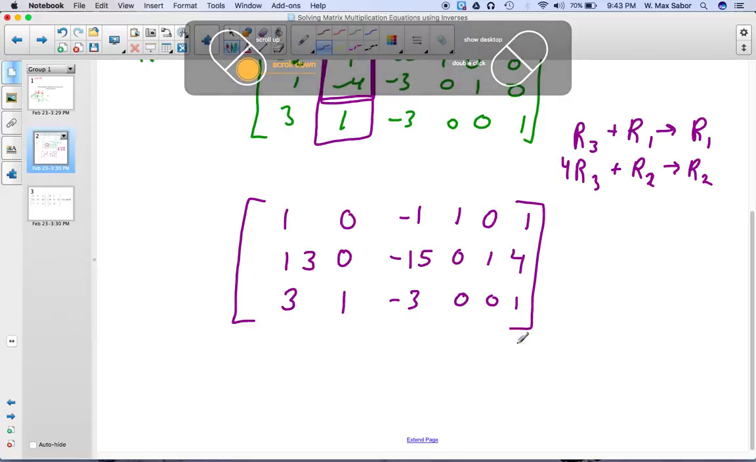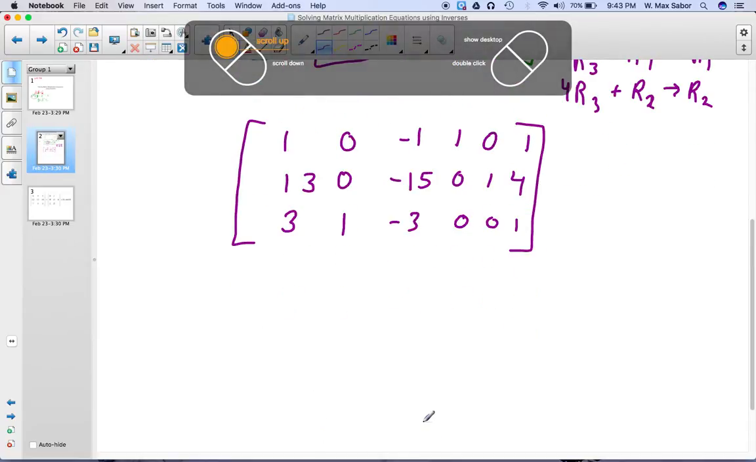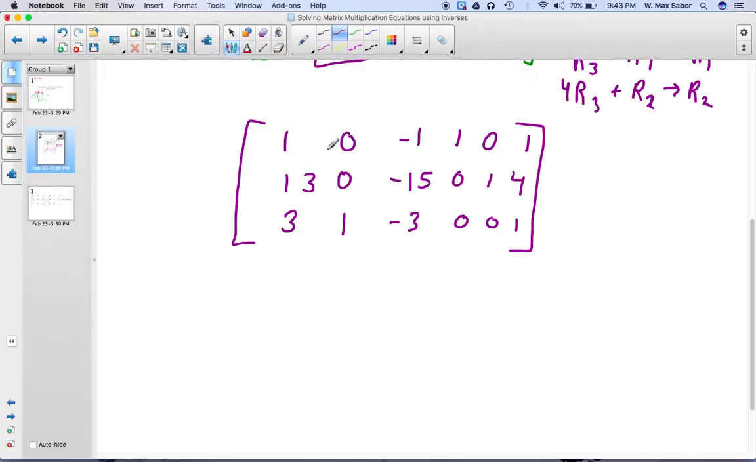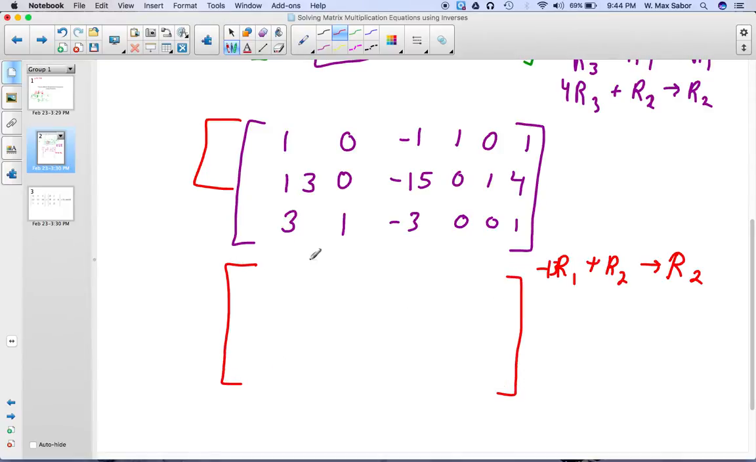Now that we have two zeros in the same column, we can focus on those two rows. Using those two rows, if we take a multiple of one of them and add it to the other, we should be able to get more zeros. Specifically, 13 is a multiple of 1. So if I take negative 13 times the first row and add it to the second row, then negative 13 plus 13 will give us 0 there. That way we'll have 1, 0, 3.